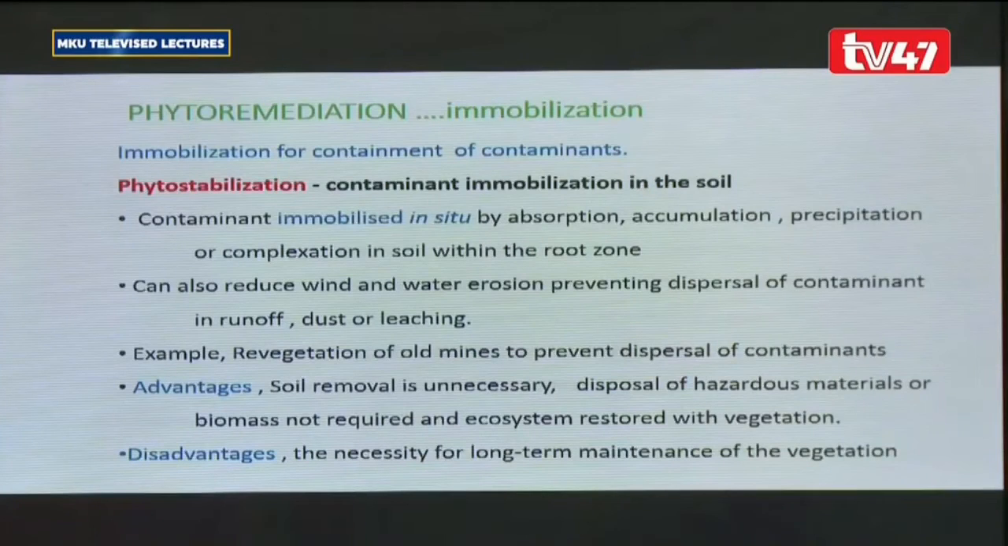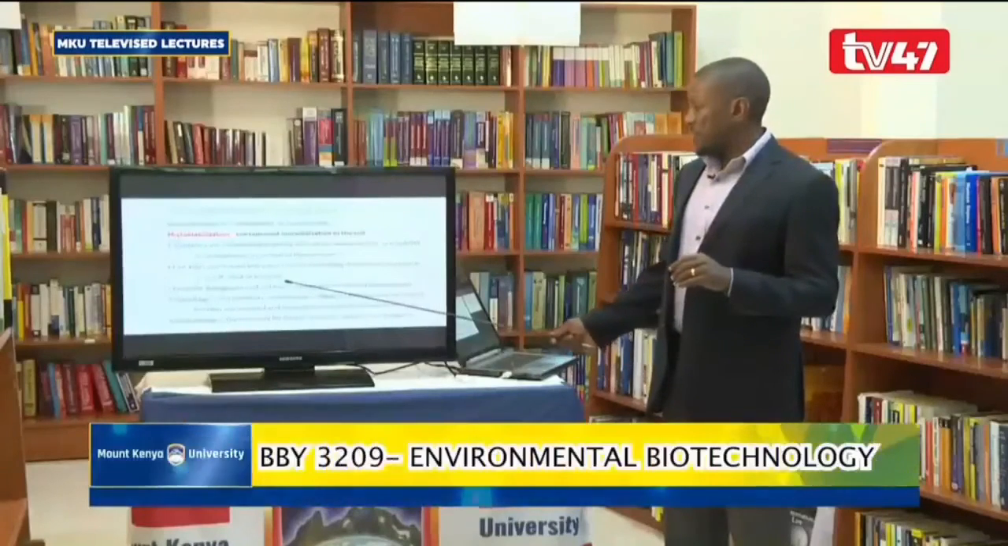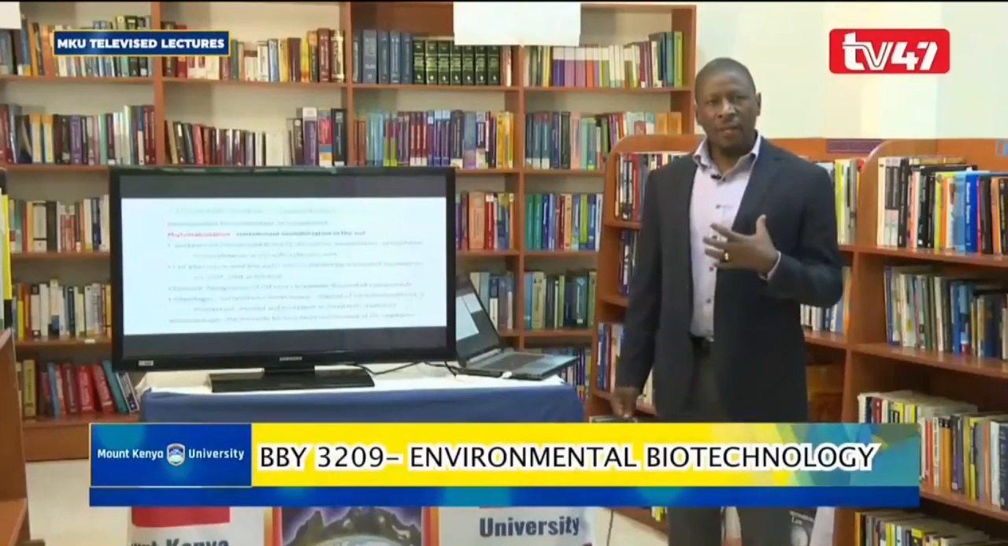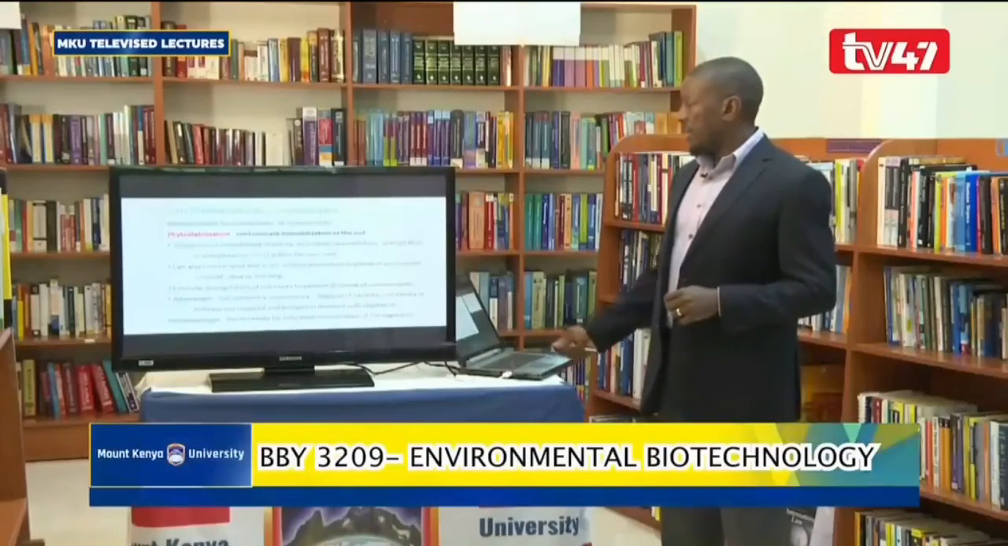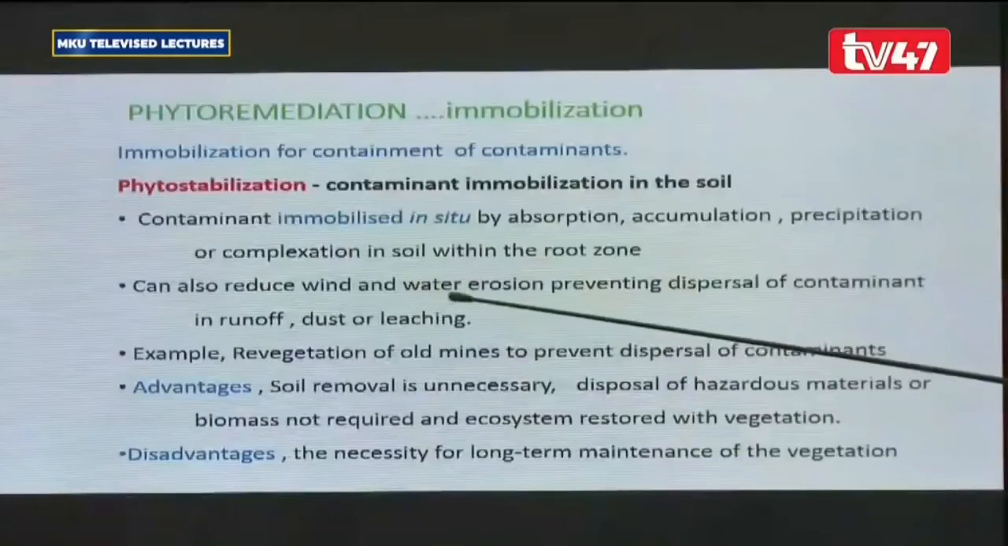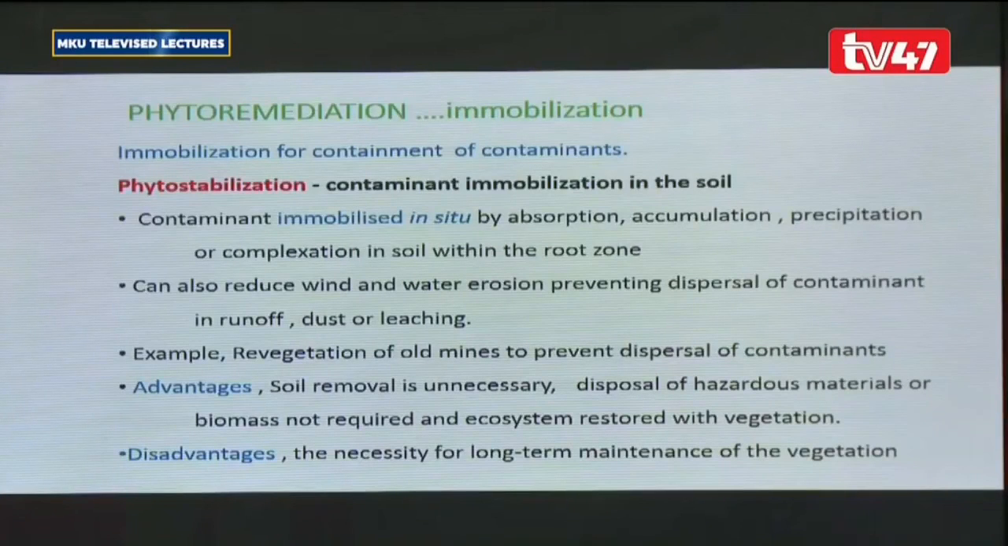Then we have phytostabilization, an immobilization technique where the substance or the contaminant is immobilized. It may be metabolized or not, but it is stored within the plant. And this one requires plants that are able to withstand having the contaminant within the particular plant. So we need some special plants to do this. Another thing they help with, the plants reduce wind and water erosion, which again blocks the movement of the contaminant through dust, through runoffs, and through leaching.